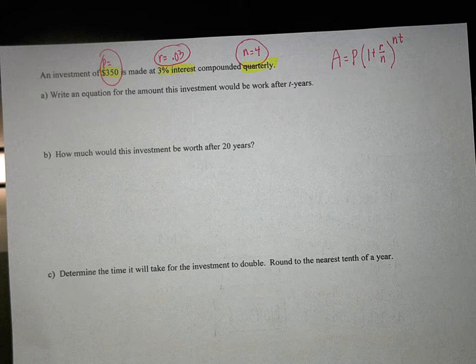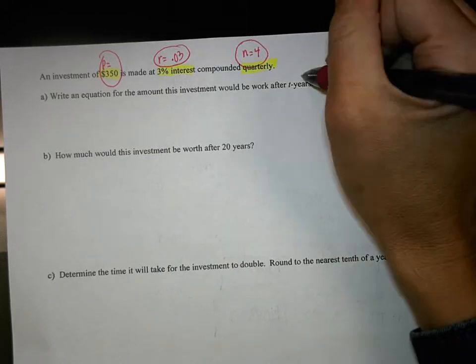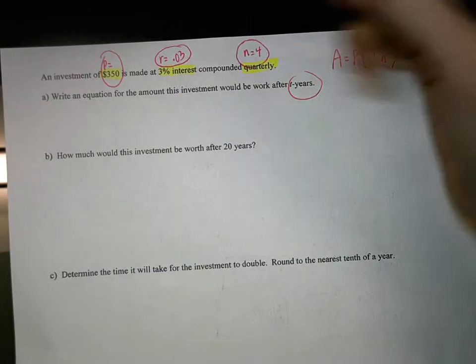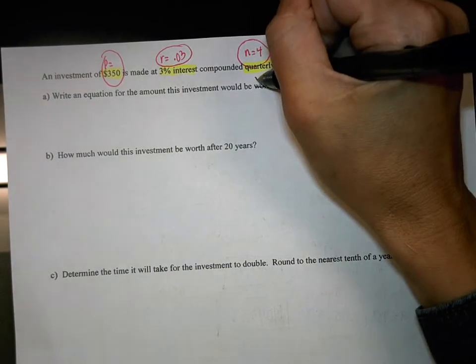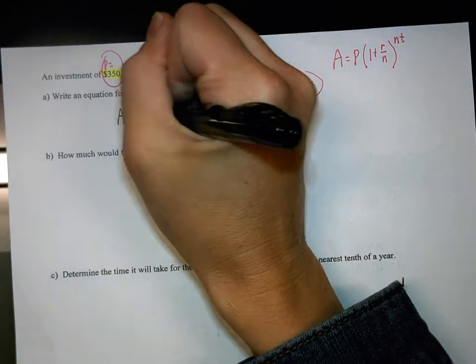Part A asks you to write an equation for the amount this investment will be worth after t years. So we're going to write that formula. I'm giving you guys a minute to write the formula, and then we'll check to see if you're correct. I'm sure you got it. Okay. The formula should be A equals what?